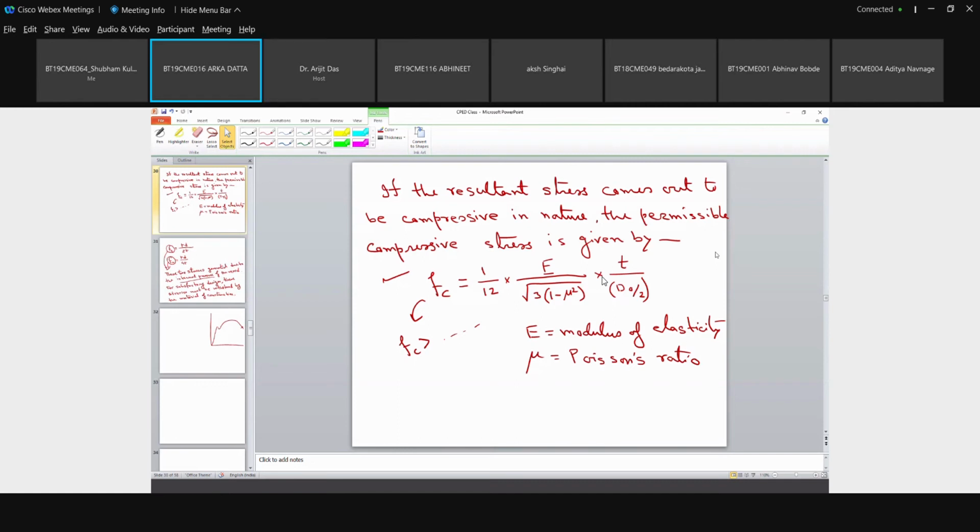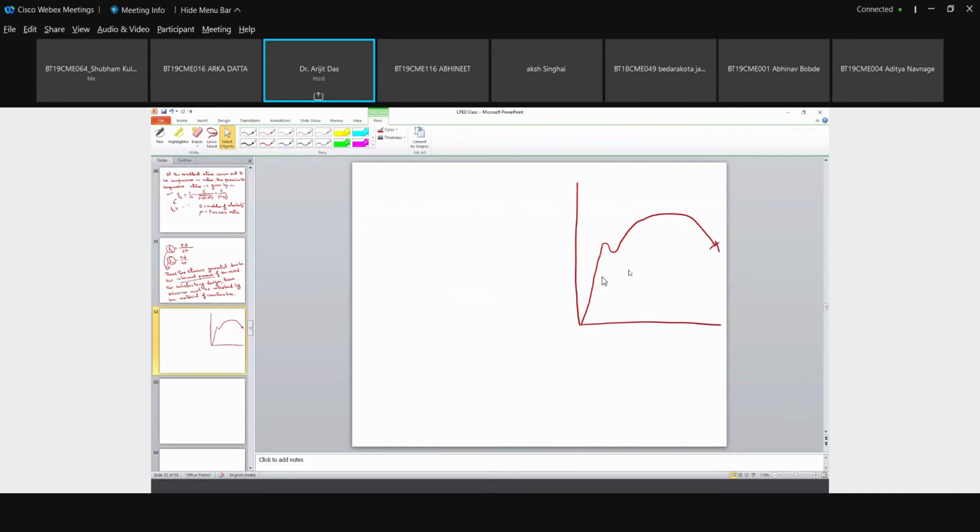E equal to modulus of elasticity and Poisson's ratio. The value should be given and we have to check it. Okay, so now here is the stress. We know that this is the stress and that is nothing but the strain.